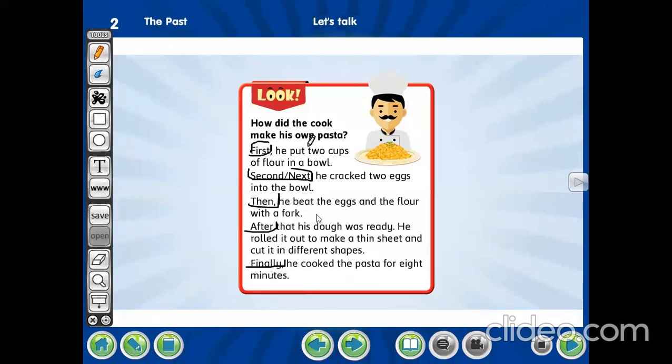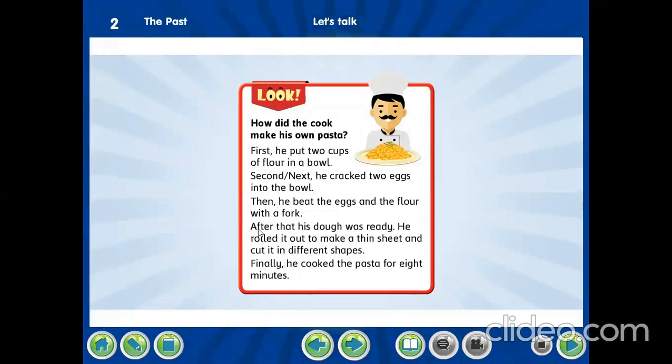The same, please. Let's remember these connectors for our composition. Repeat, please, at home. First. Second. Next. Then. After. And finally. Remember, we are going to use these connectors in our composition.